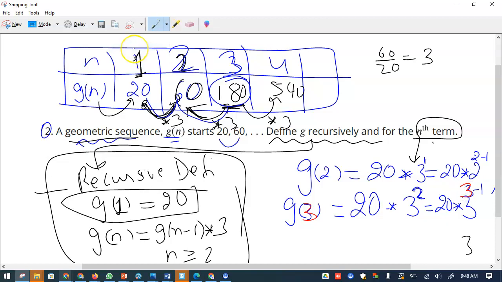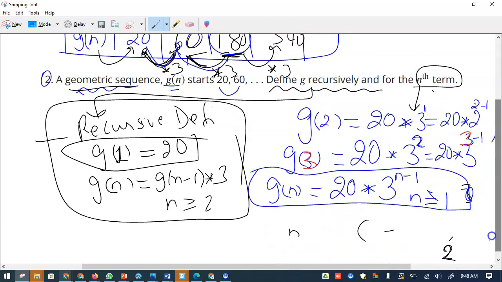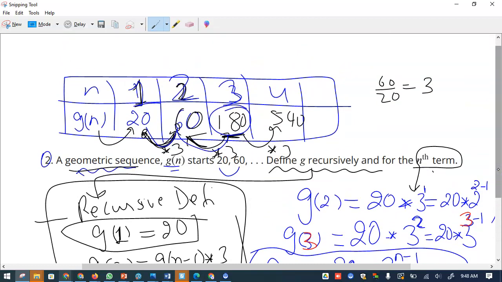So likewise, we can write g of n, because in the beginning you have the first, that is 20, and after that how many 3's? n minus 1. And then you can say, okay, this is not only for 1, because it starts from 1, and n is also greater than or equal to 1. So this is the nth term, or it is also called the explicit formula. Okay, so hope that helps. And this is a geometric sequence. Of course, it is a geometric sequence.